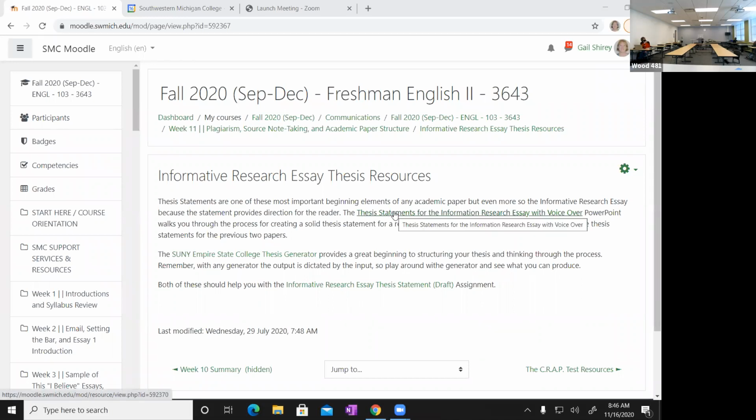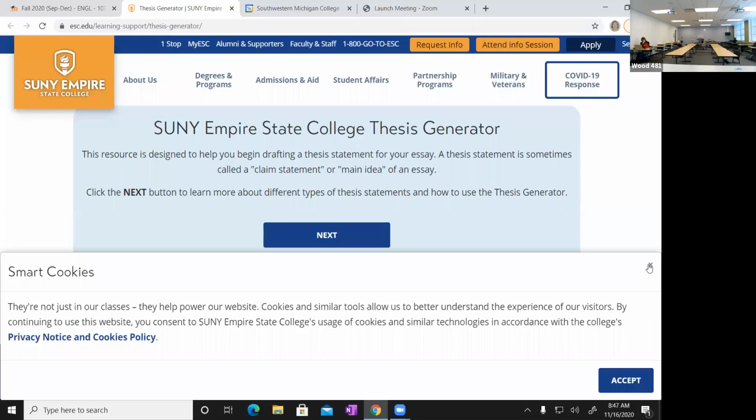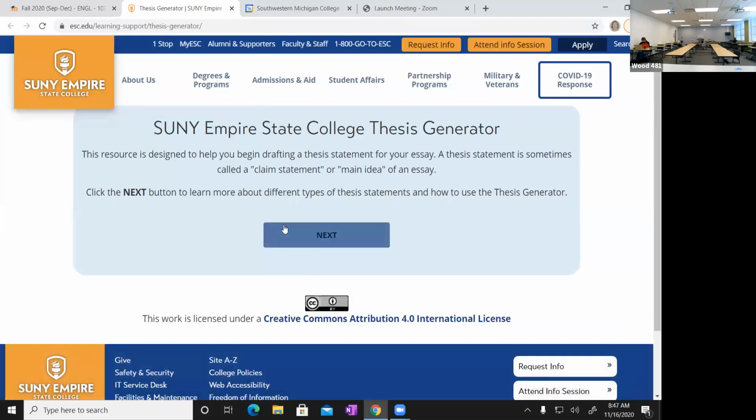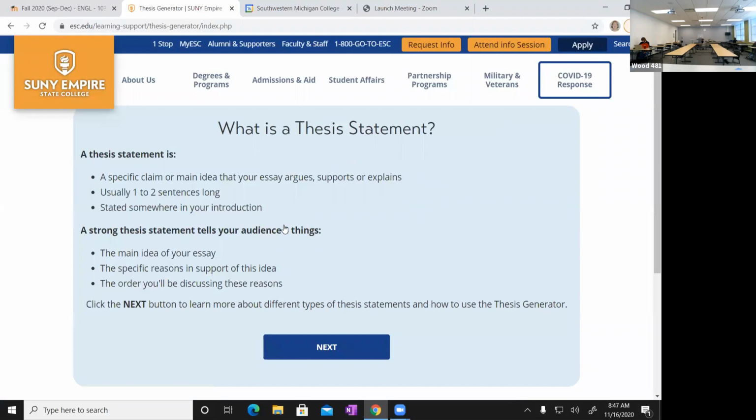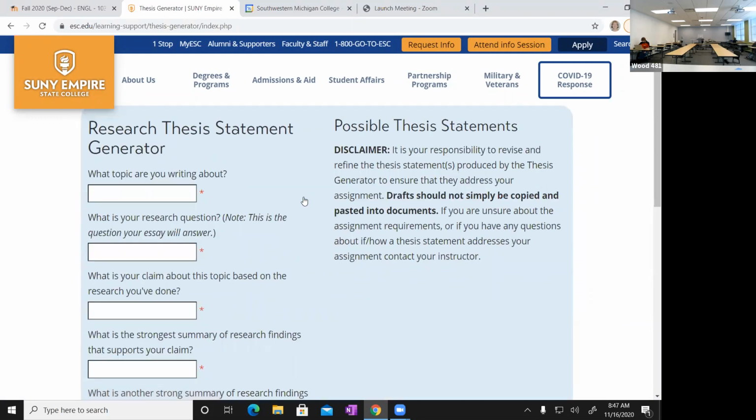So that resource is found in Informative Research Essay Thesis Resources. Another resource in this section is a thesis generator. Now I will give you a heads up, this is a little bit clunky. Input equals output. So in this one, the first thing they do is they start with what is the thesis statement, which you already know, but that's okay, it's good review. You click next and then, okay, which one are you trying to do? For us in this paper, it is a research thesis statement.